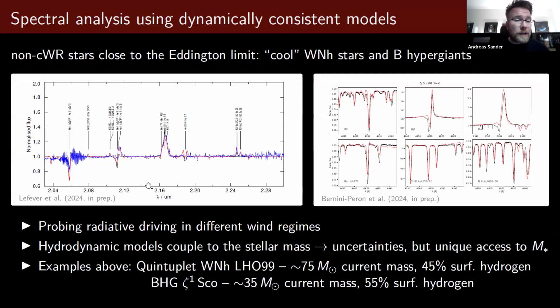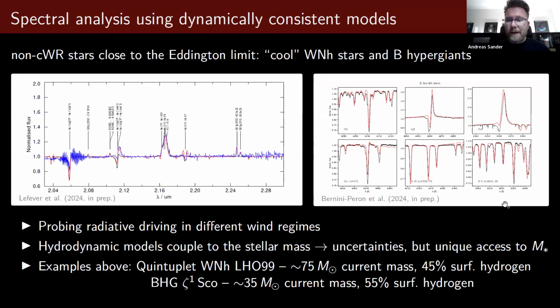We can also employ it for stars where we have no chance to ever get orbital masses. So for example, here is another work from Roel in the galactic center for a star that's called LHO99. And we can determine that this star is indeed already evolved. It only has 45% of surface hydrogen left, but it's also quite massive with about 75 solar masses, current mass.